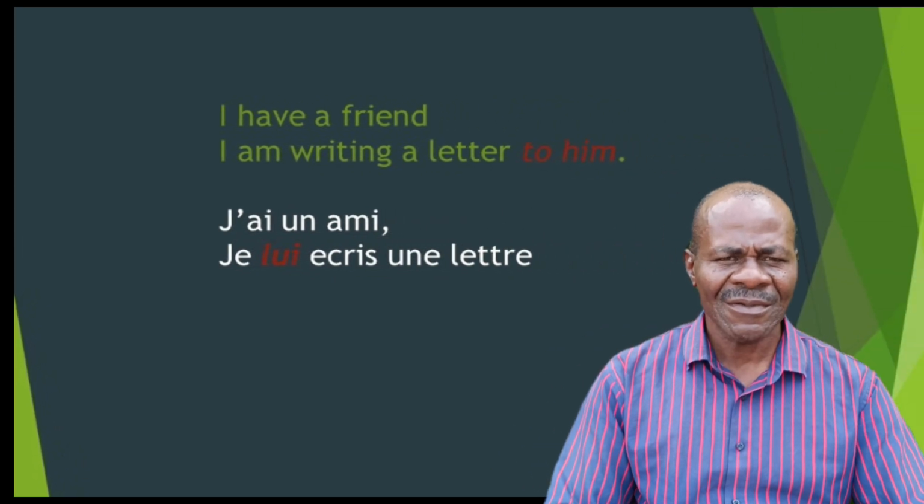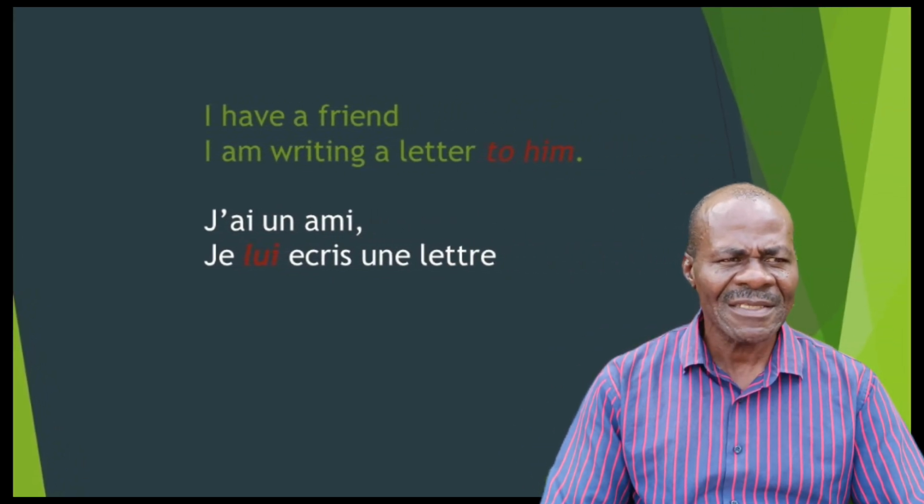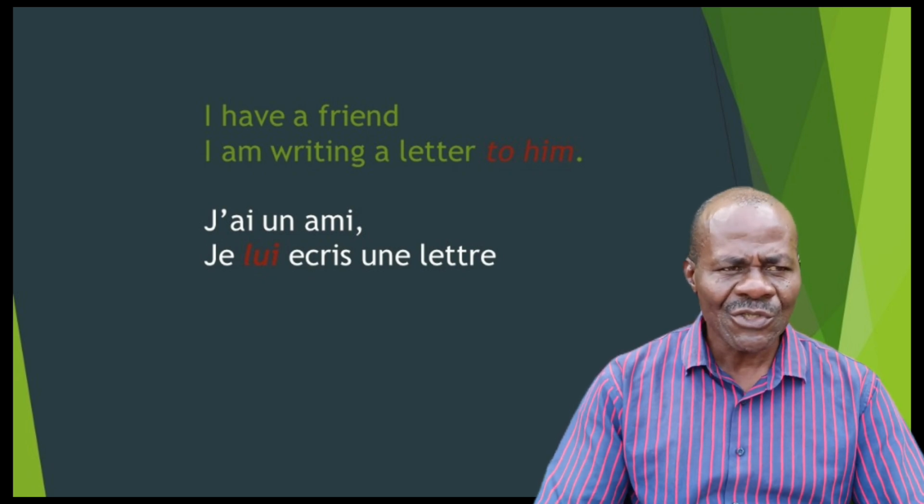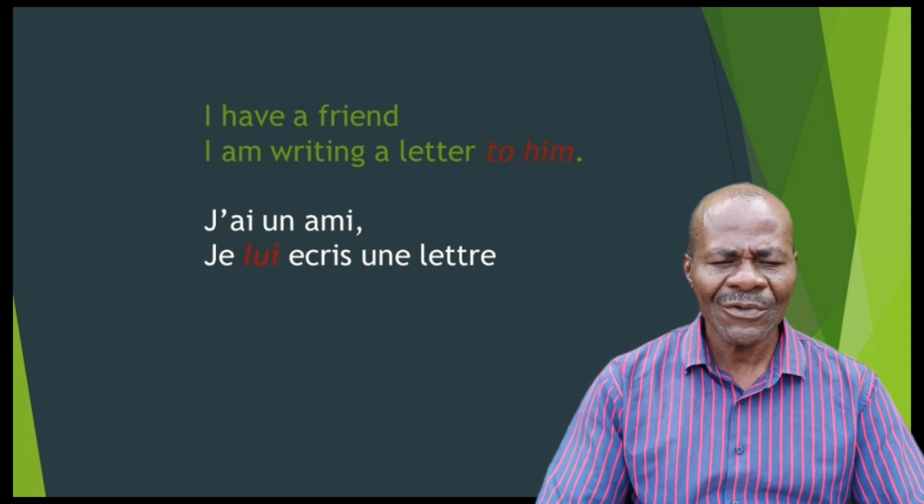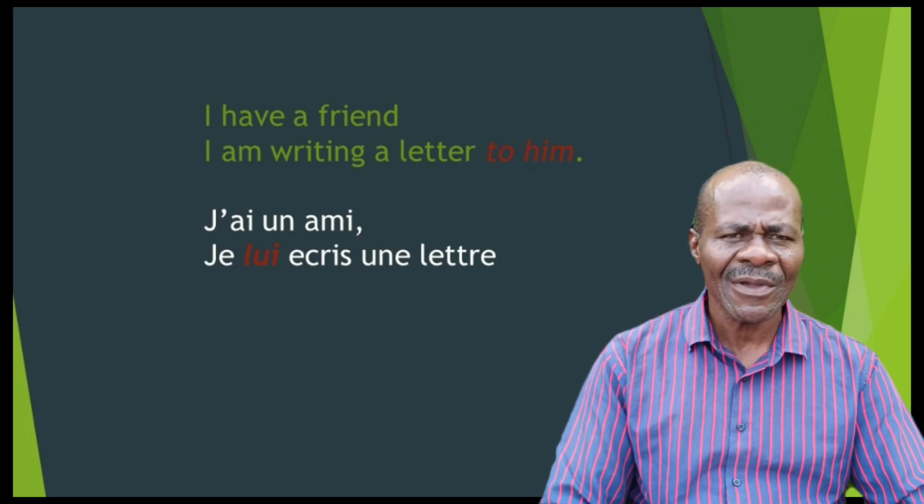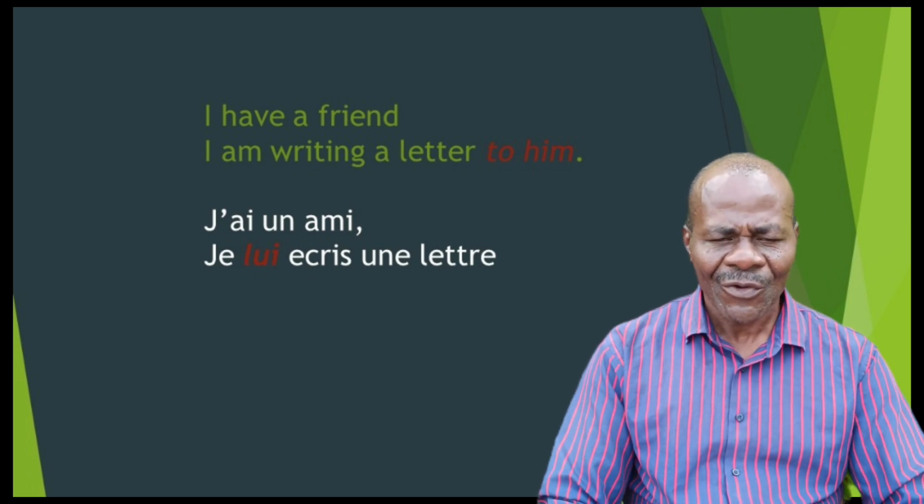J'ai un ami. I have a friend. I'm writing a letter to him. J'ai un ami. Je lui écris une lettre. Our lui here is before the verb écrire. Another example.